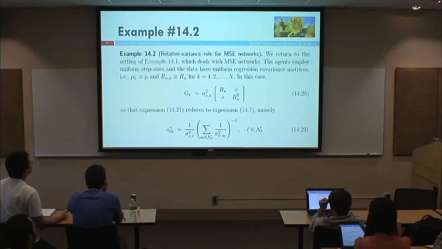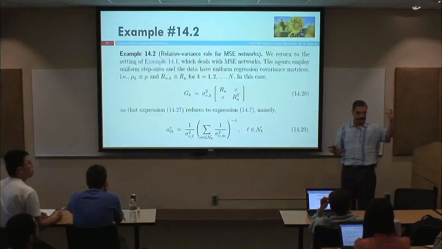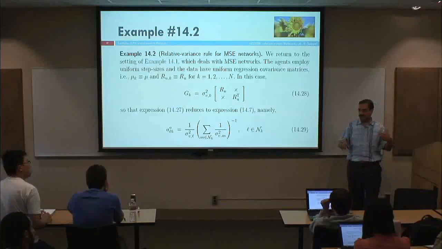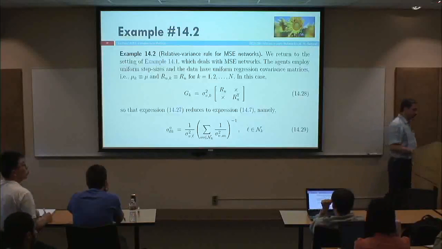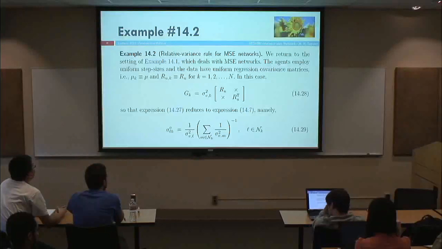So let's go back to the example. Now you understand Hastings rule and the relative variance rule. These are two rules that are noise aware. They are not adaptive yet. So let's go back to the mean square error example. Uniform step size, uniform covariance. The G in this case is given by this quantity.